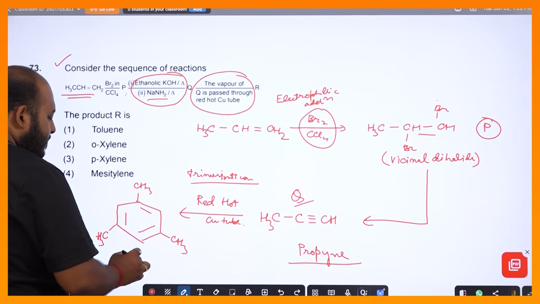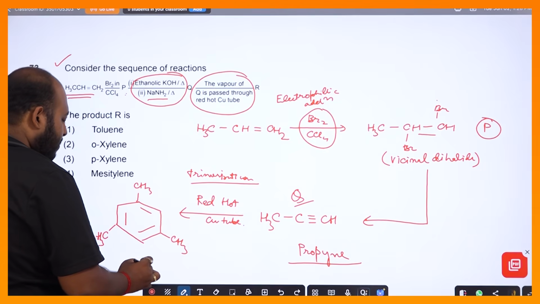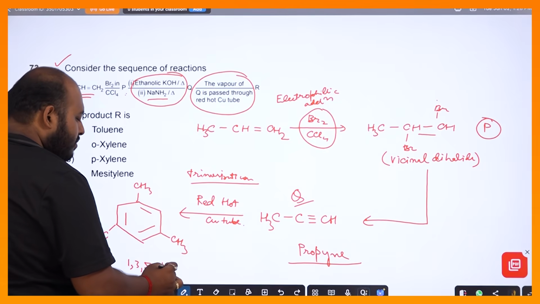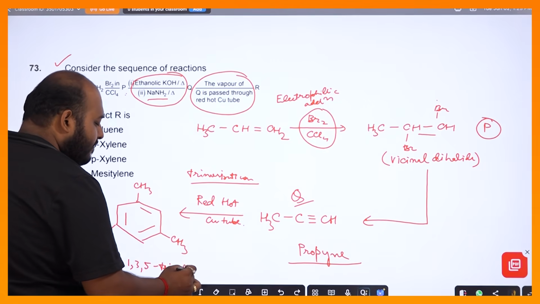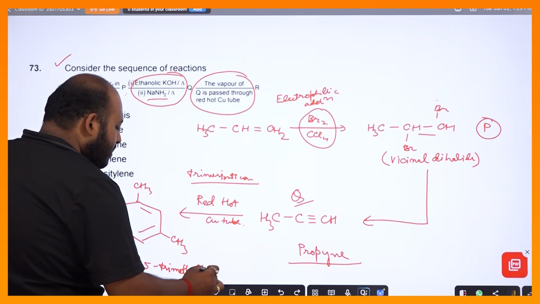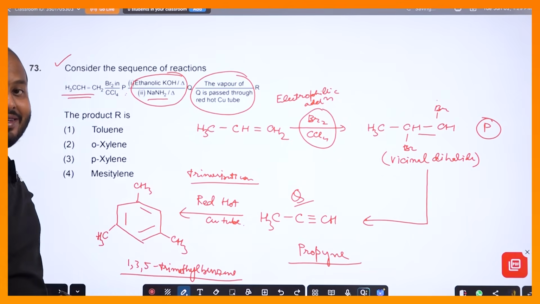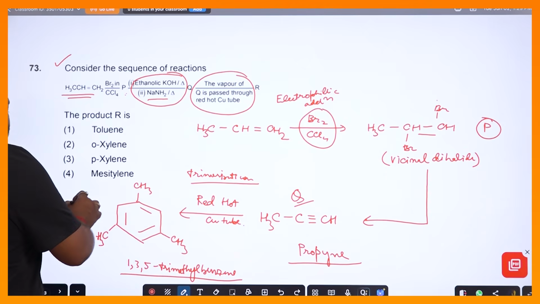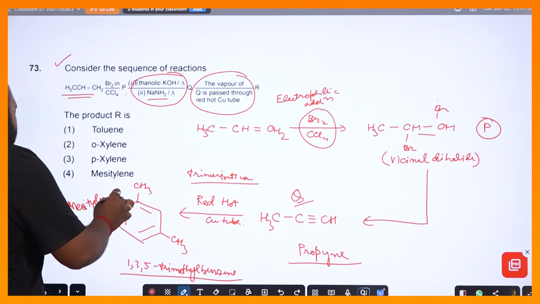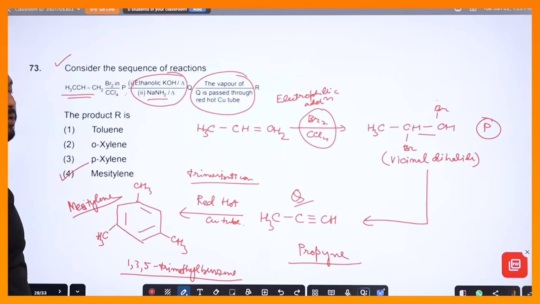This is 1,3,5-trimethyl benzene, and it is commonly known as mesitylene. So the correct option will be option 4.